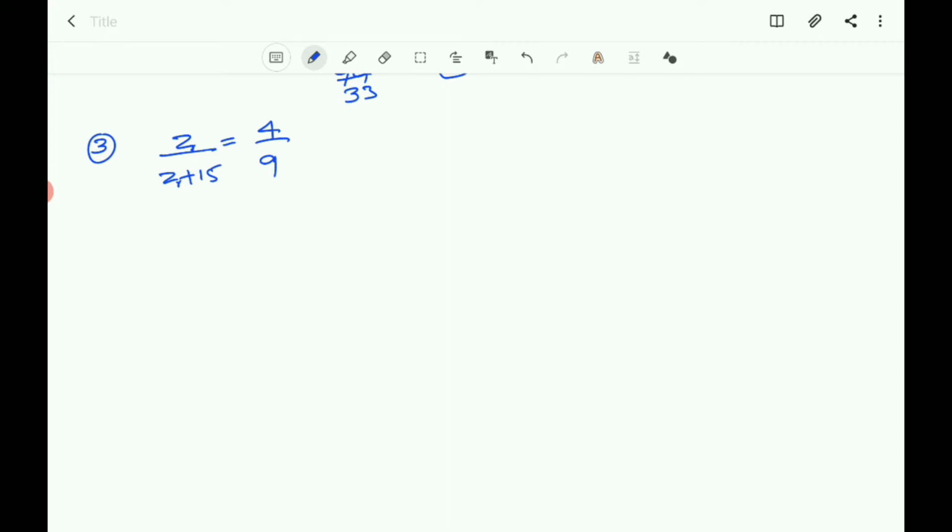Again here the RHS is also in the form of numerator by denominator. Here also we have to cancel the 9. Therefore here both LHS and RHS must be multiplied by 9 into z plus 15.